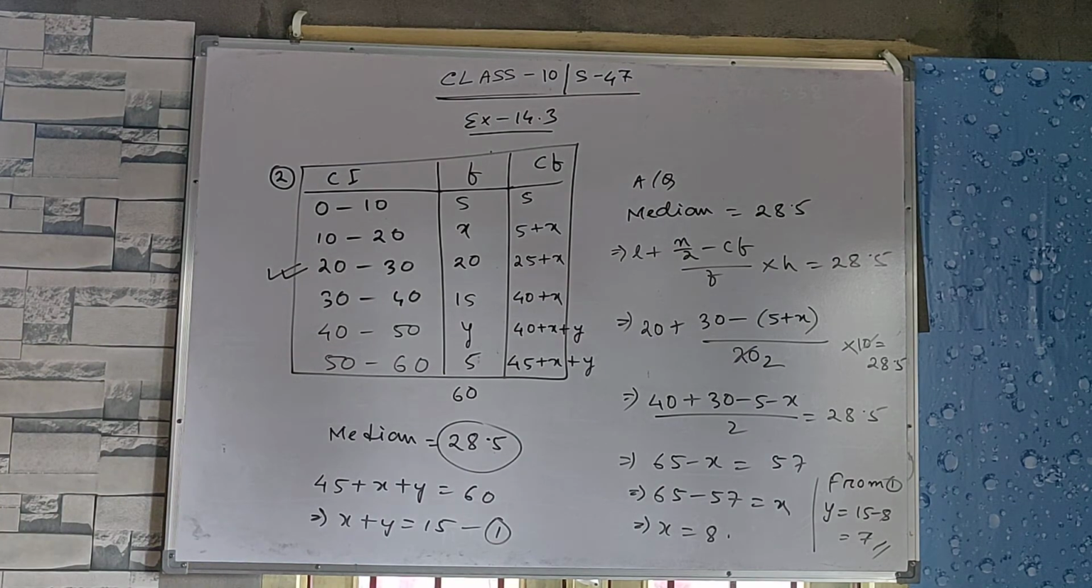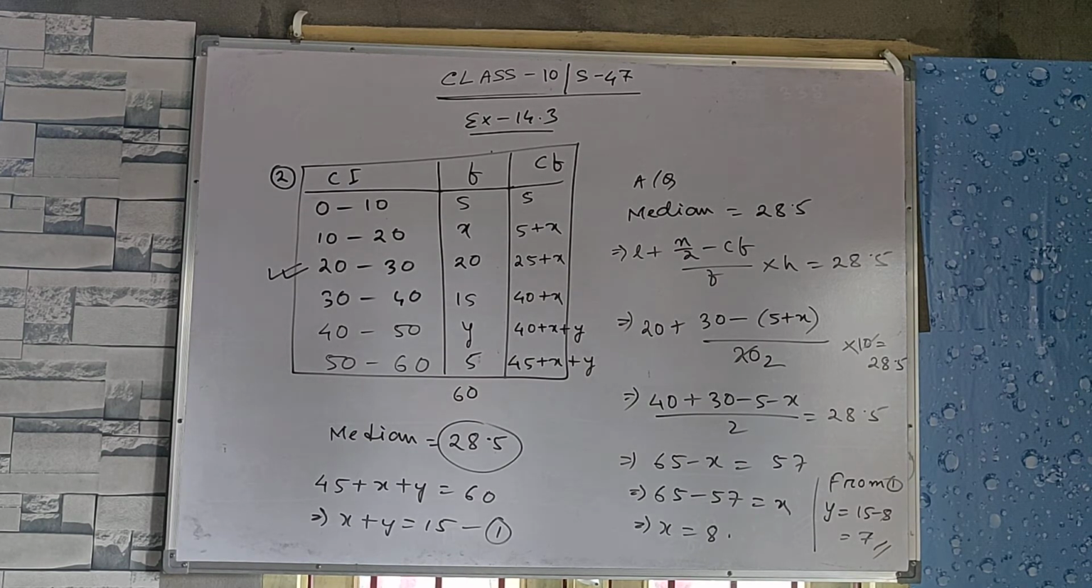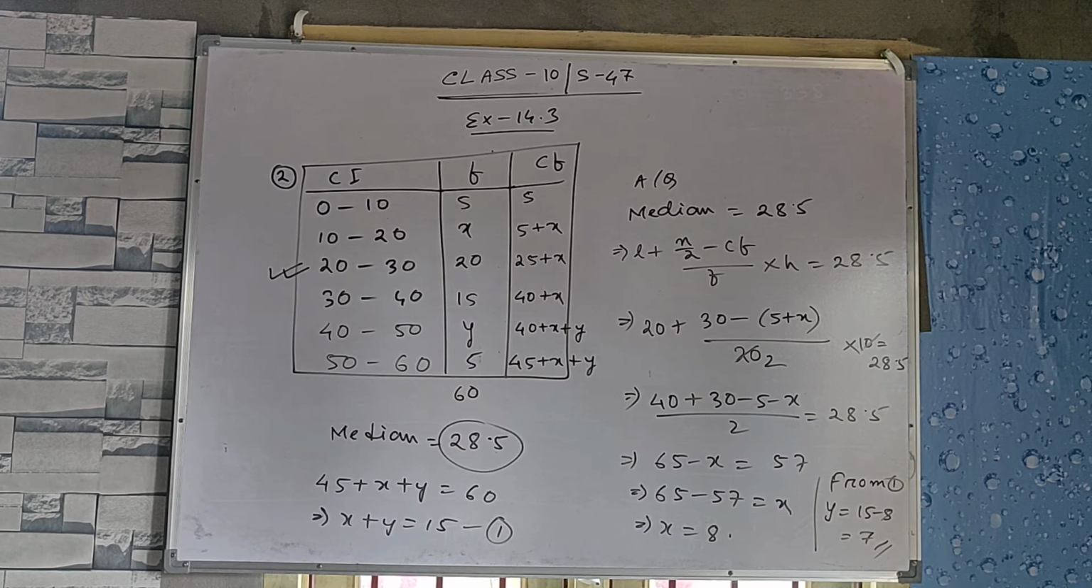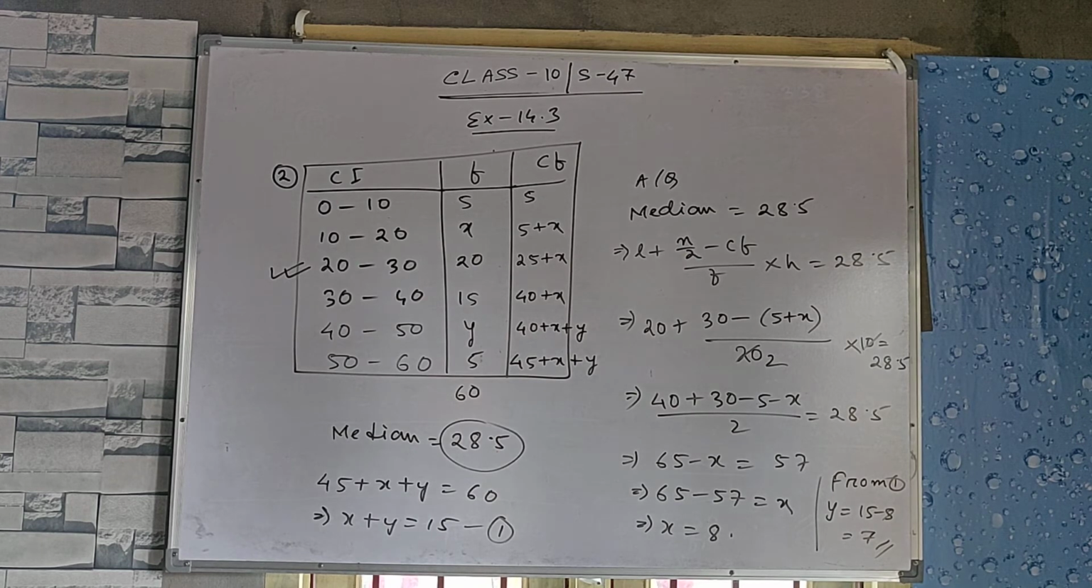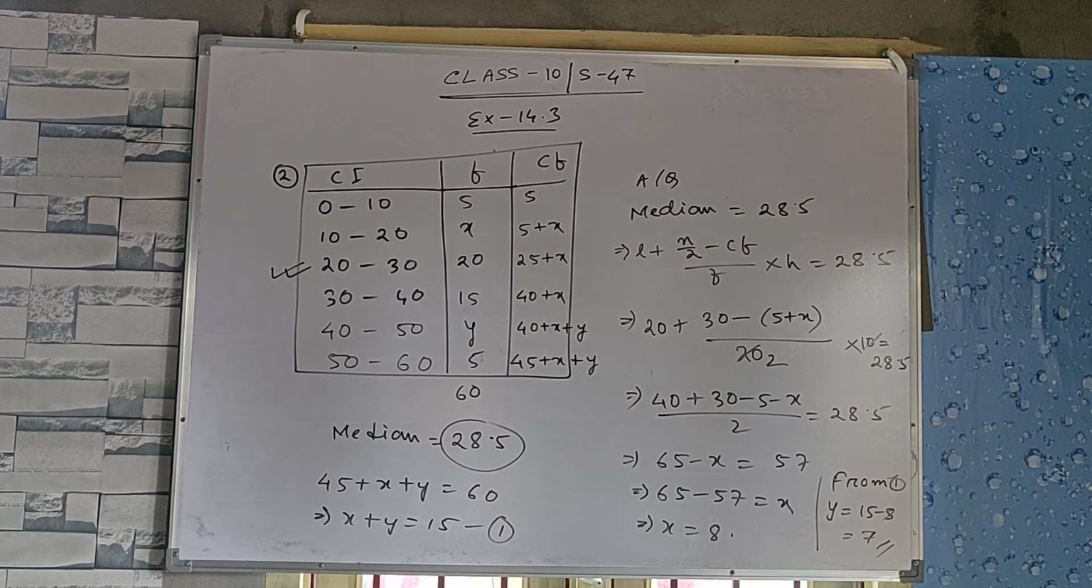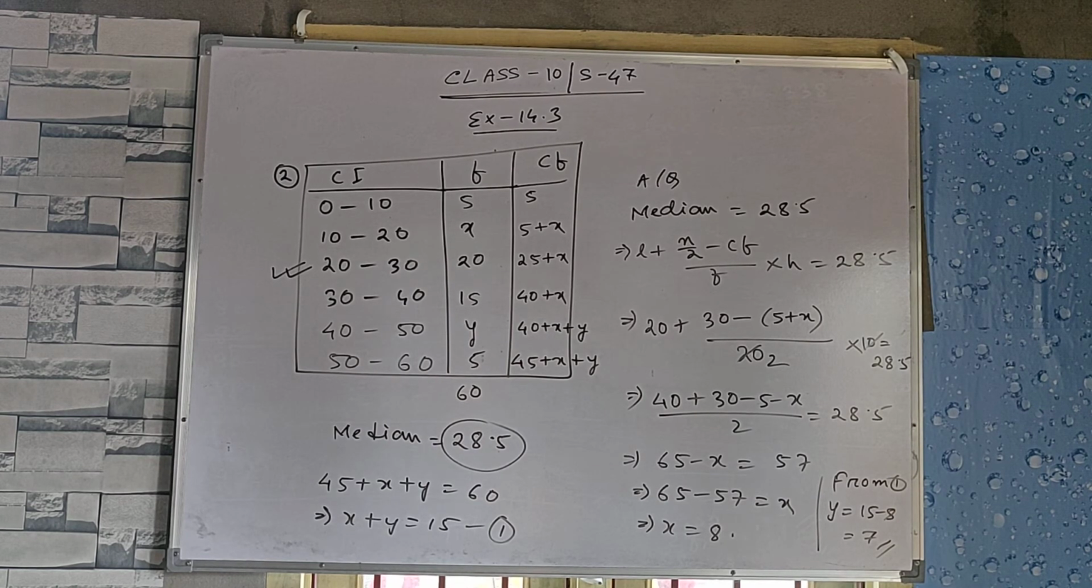Here the median given is 28.5, so we have to check which class interval this number lies in. 28.5 lies between 20 to 30, so that will be considered the median class. Again the total number given is 60, and CF equals 45 plus x plus y, so 45 plus x plus y equals 60. From there we got the equation x plus y equal to 15. Then the median formula: L plus n by 2 minus CF by F into H. Replacing the values from the table, we got x equal to 8. Then replacing x equal to 8 in equation number 1, we got the value of y, that is 7.